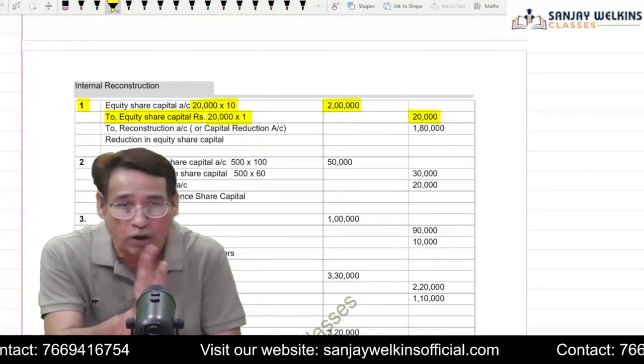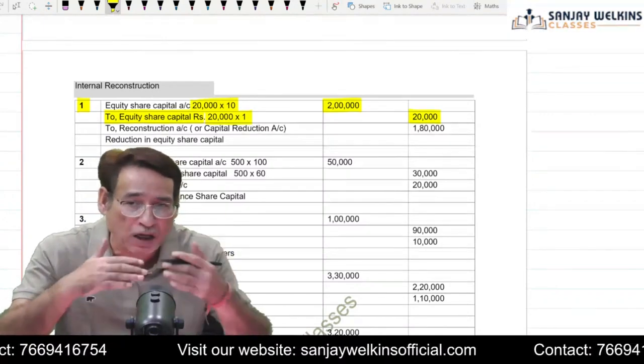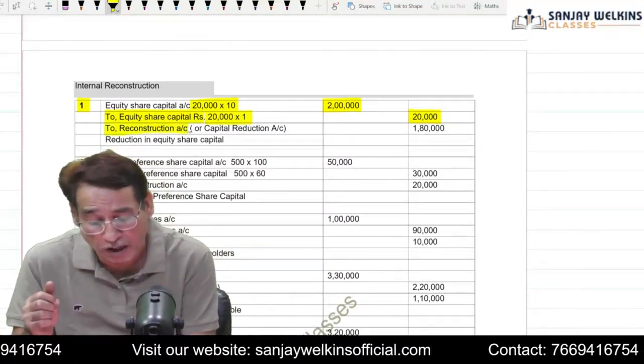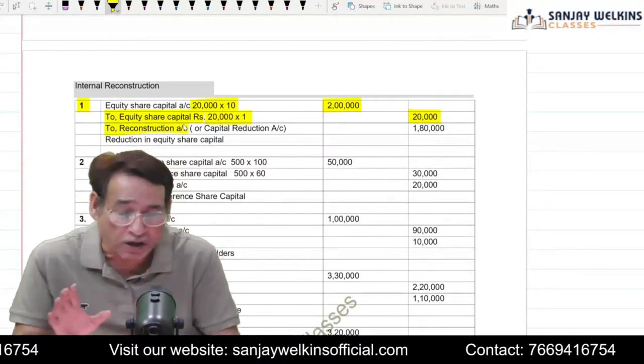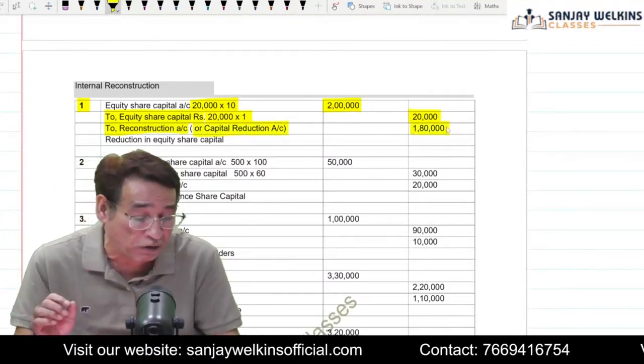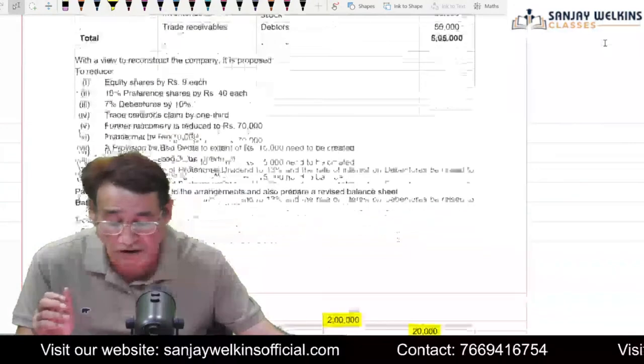Now, whatever amount has been waived, equity share capital has been reduced by 9 rupees, this will be the amount which you are going to credit to reconstruction account or capital reduction account. 20,000 into 9, that will be equal to 1,80,000. Is it clear to you?